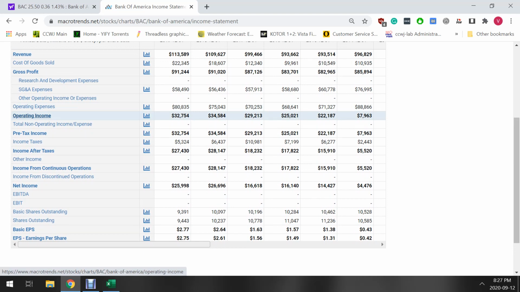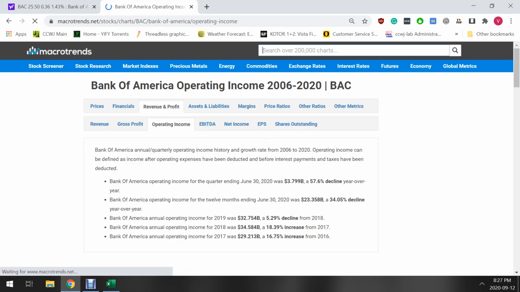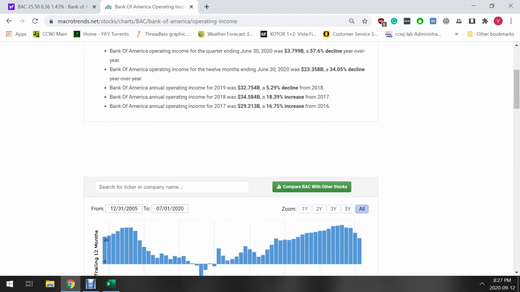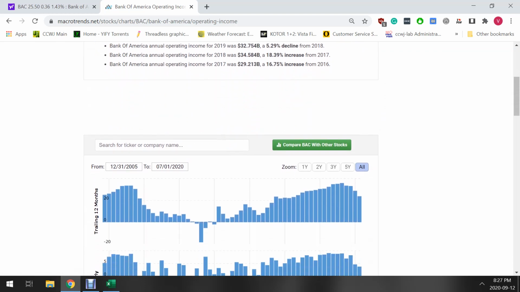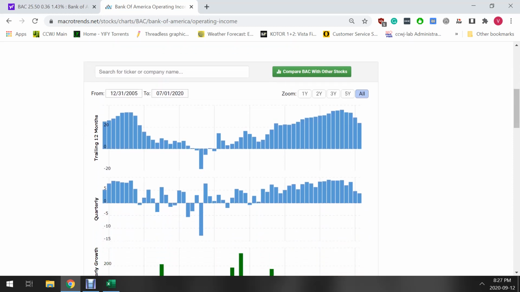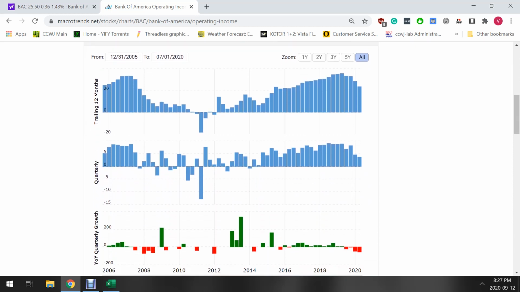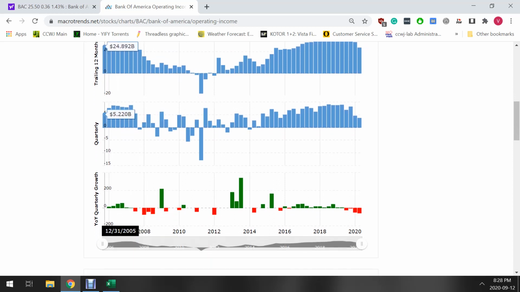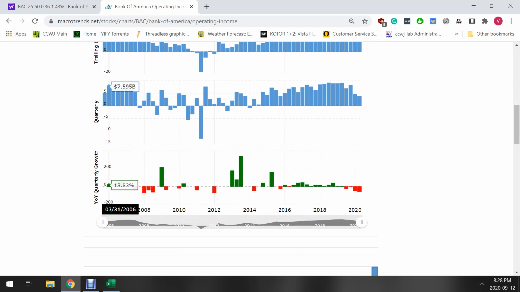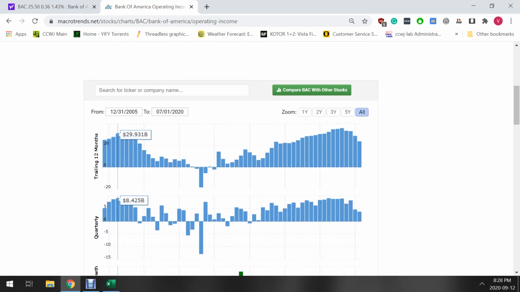So the best way to see that is look at the operating income, right? Operating income usually doesn't fluctuate a lot with current events. It gives a true representative of how the performance is happening. So you see, this goes back to 2006. That's a long time ago. So Bank of America was doing good around that time.